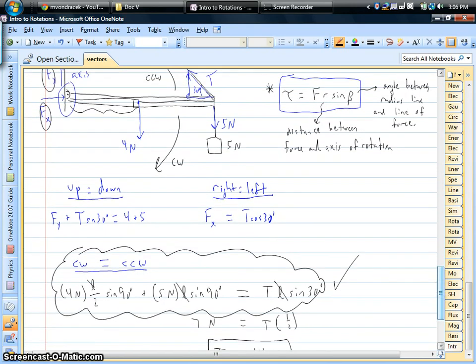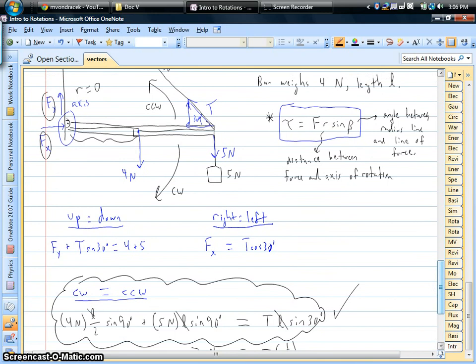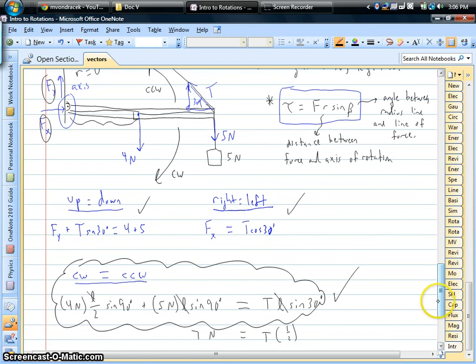There's all sorts of variations on a theme that you could dream up for these sorts of pictures, but they're all going to be done the same way. Balance your two forces, balance your torques, and that's where we have to go now that we have rotation as a possibility.